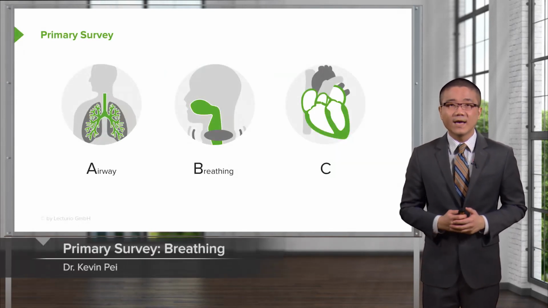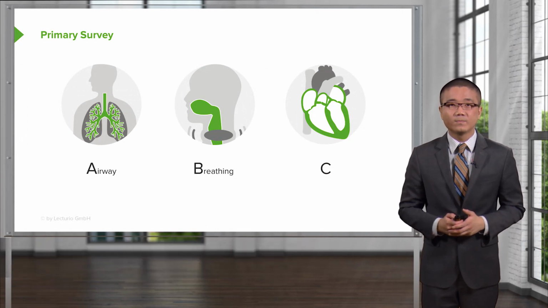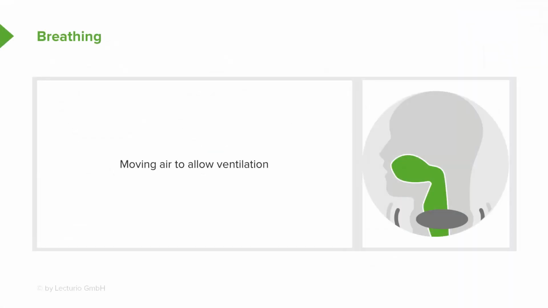Next, after airway has been ascertained, we move on to breathing. B for breathing. In breathing, we are evaluating whether or not the patient is moving air to allow ventilation. Just because the patient has an intact airway, meaning the conduit is not obstructed, does not necessarily mean that the patient's actually moving air through the conduit.